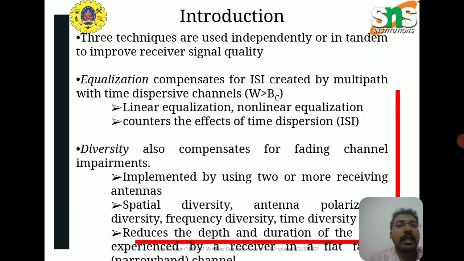The second one is diversity. It also compensates for fading channel impairments. It is implemented by using two or more receiving antennas: spatial diversity, antenna polarization diversity, frequency diversity, and time diversity. It reduces the depth and duration of the signal fades experienced by a receiver in a flat fading channel.